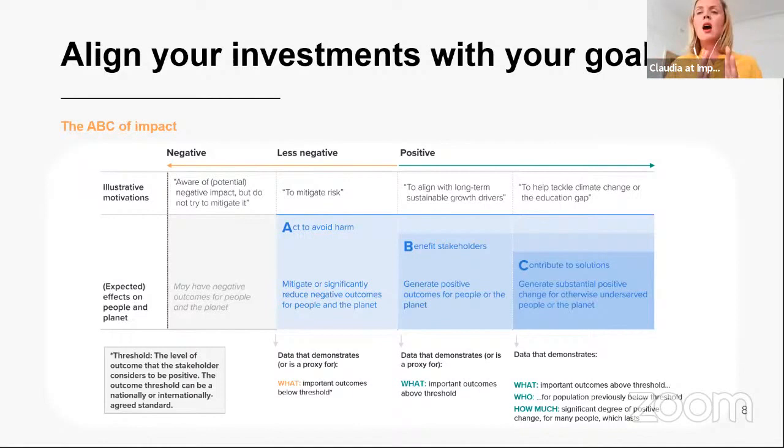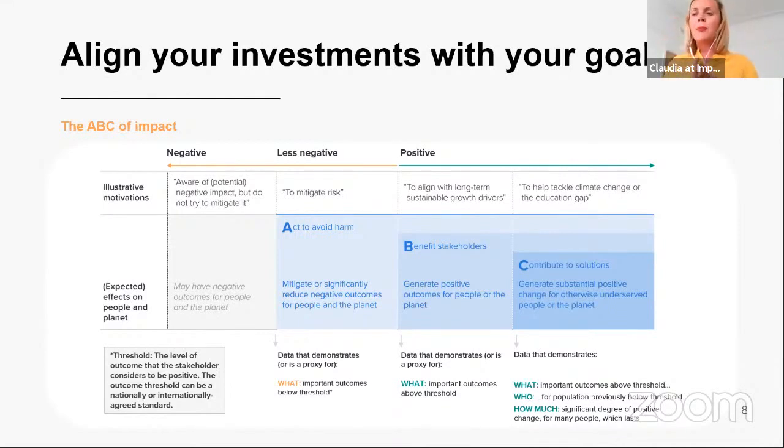But then the main categories are what we call A, B, and C, and they allow us to label and describe how a product actually aligns with your impact goals. So the A category, acting to avoid harm, means it is an investment, an asset, or a holding that actually mitigates negative outcomes. That means they have data that allows them to compare impact KPIs from one time stamp to another, and then assess that there was a reduction in the negative outcomes. So if you think about the threshold as to what good enough looks like, we're still moving on the negative scale, but we can at least say that an asset manager or a fund has put practices or other procedures into place to mitigate that negative outcome.